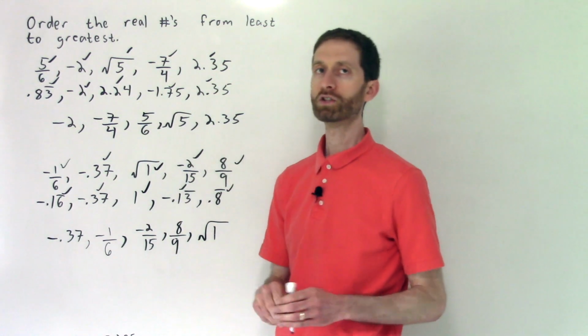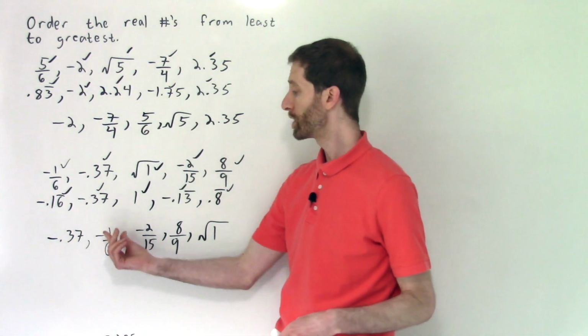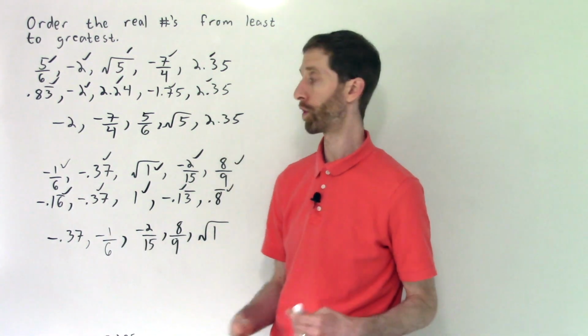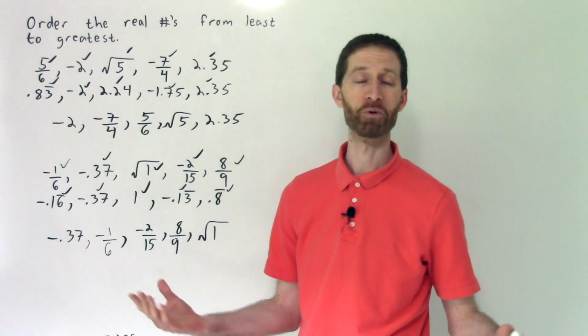That's it, peeps. Turn everything into decimals, order those decimals, and then make sure to rewrite the original numbers that you were trying to order, not the decimal approximations or equivalences. That's it, ordering real numbers.